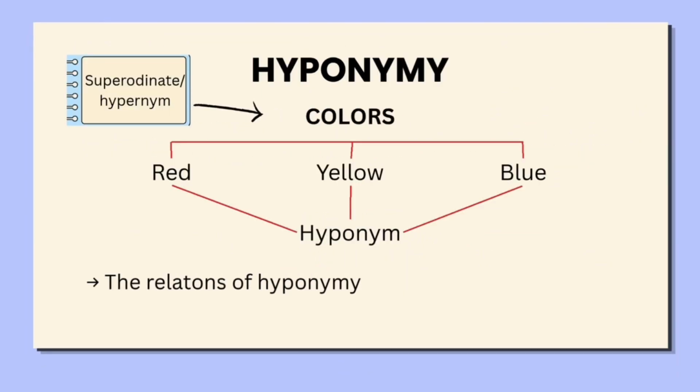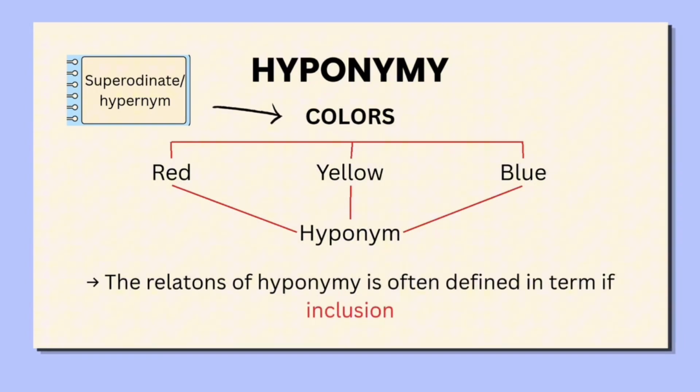Next, we move to hyponymy. Hyponymy is the relationship of inclusion. A more general word is called a hypernym or superordinate, while a more specific word is called a hyponym. For example, color is a hypernym. Red, yellow, and blue are hyponyms. So, each specific color belongs to the larger category of colors.